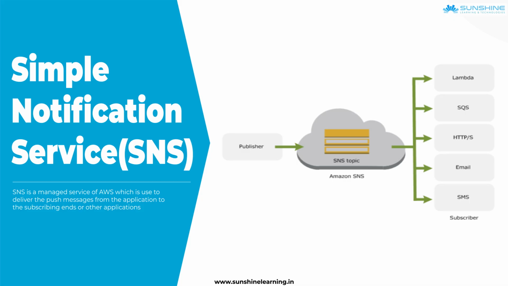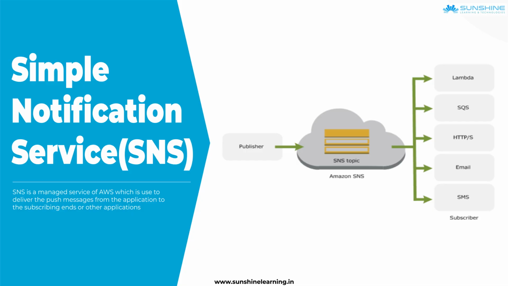Now you must be wondering, what is the difference between SES and SNS? If SNS can also send out notifications, and it can also send notifications to email IDs. See, SES is primarily used for sending out emails and receiving emails also. SNS is just used for sending out notifications. It doesn't receive any kind of email.